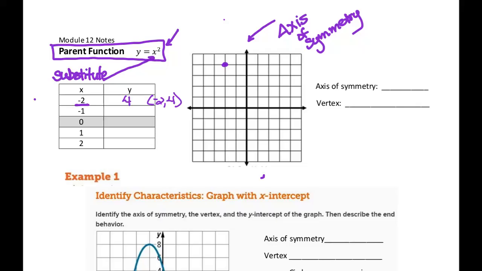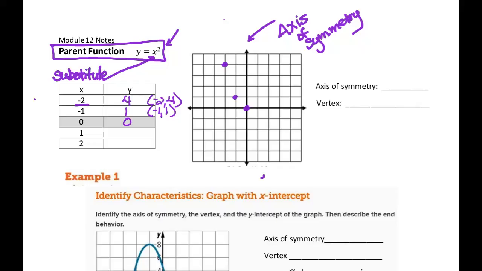Okay? So then we put -1 in. What's -1 squared? -1 times -1 is +1. So that is -1, 1. You want to plot that point right there, 1 to the left, 1 up. How about 0? 0 squared is 0. So that is the origin point, 0, 0, right there.